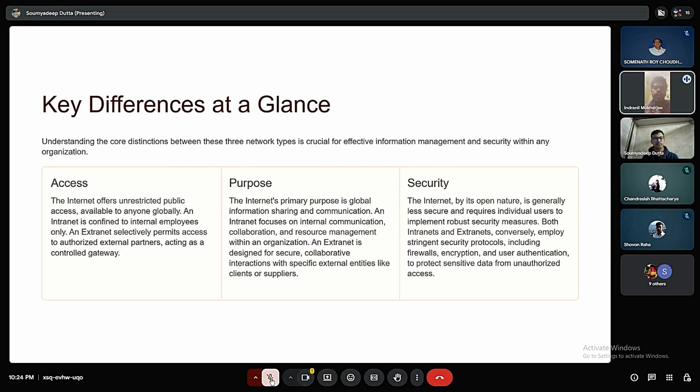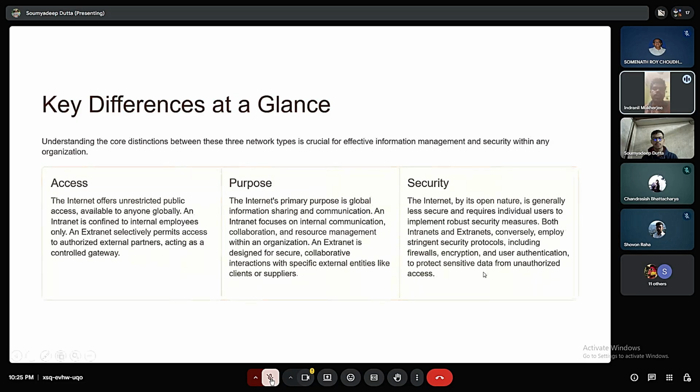An intranet, on the other hand, is a private network limited to employees within an organization. Its primary purpose is to support internal communication, collaboration, and secure access to company resources like HR systems and internal documents. The extranet lies between the internet and the intranet. It allows controlled access to selected external users such as suppliers, vendors, or clients. This makes it useful for business collaboration while still maintaining security.